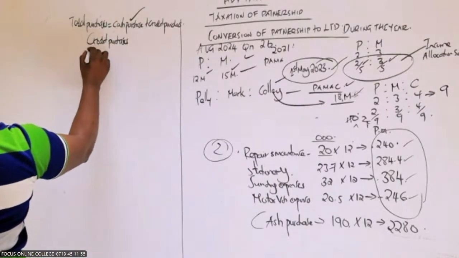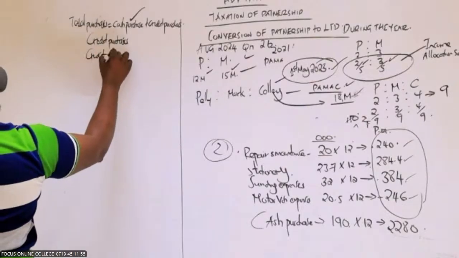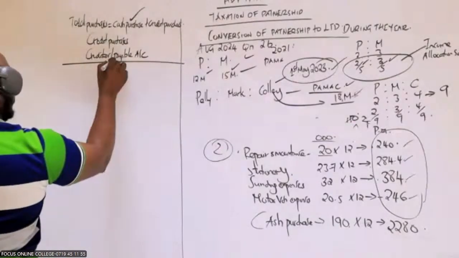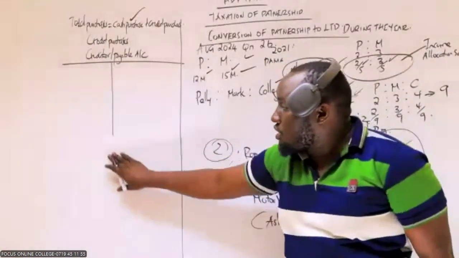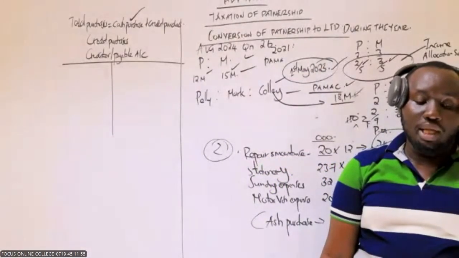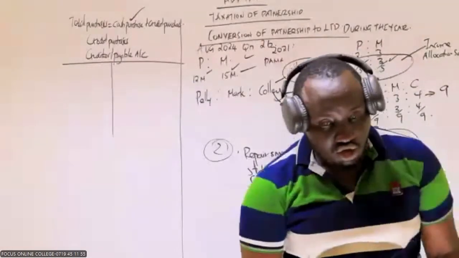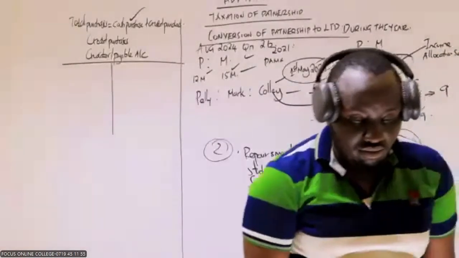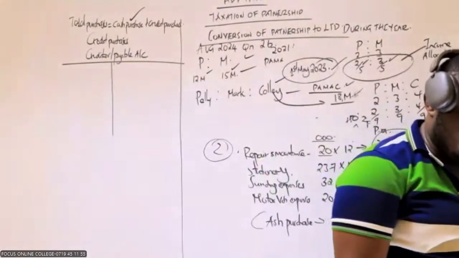I open what we call the creditors, so what we call the payable account. Are we together on that? Perfect.